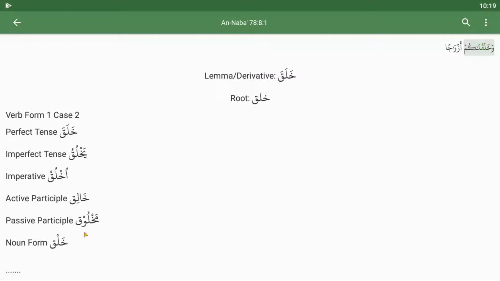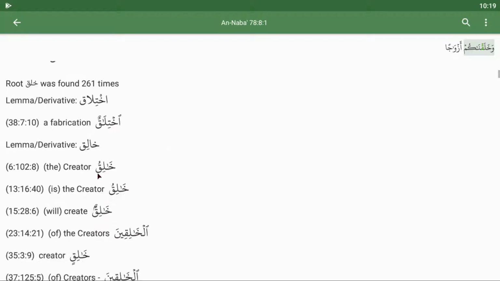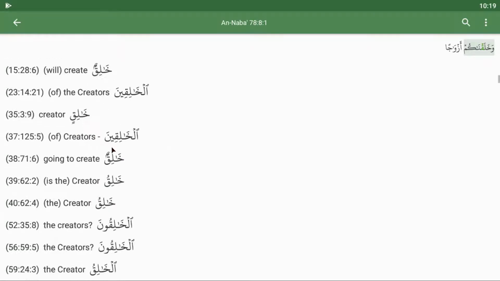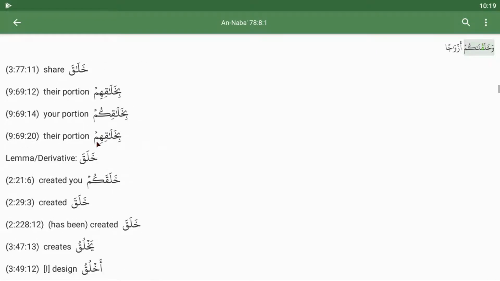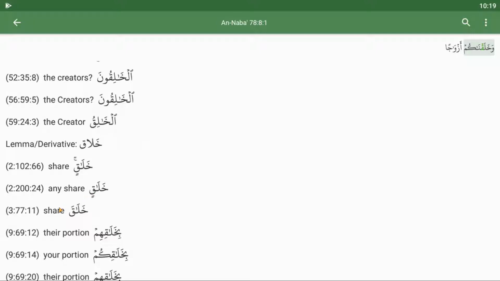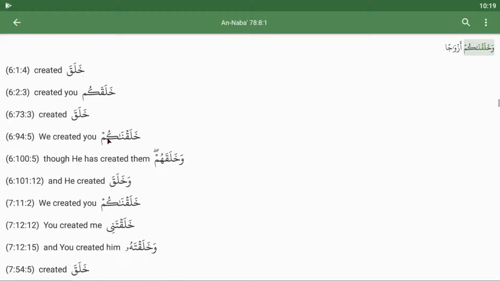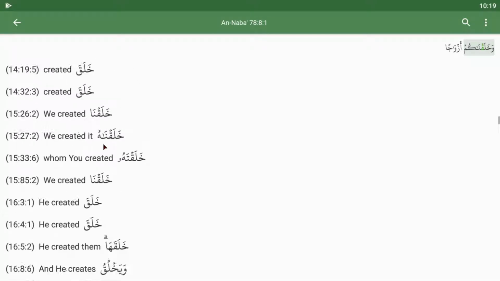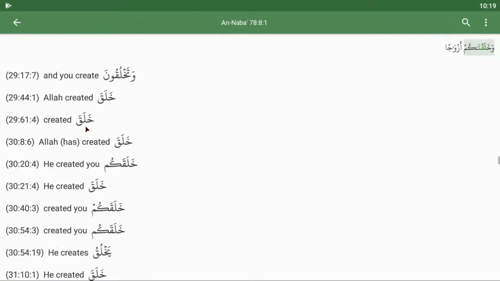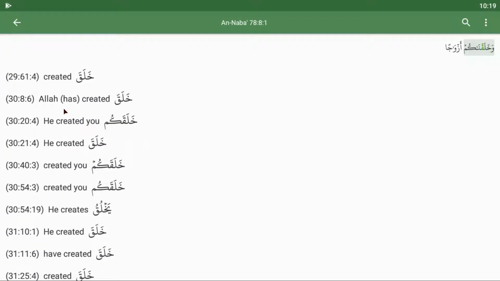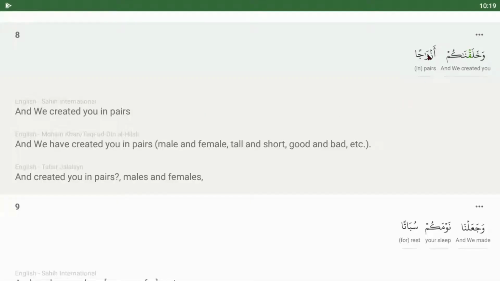And creation comes a lot in the Quran. Khalaqa appears 261 times. He is the khaliq, the creator. Allah says, I am the creator, and you worship someone else. Khalaq also comes, and khalaq means share, as in bi khalaqikum. We created you, we created you, Allah says so many times. We created you, "نَحْنُ خَلَقْنَاكُمْ ثُمَّ رَزَقْنَاكُمْ," and gave you provision also. "وَخَلَقْنَاكُمْ أَزْوَاجًا."